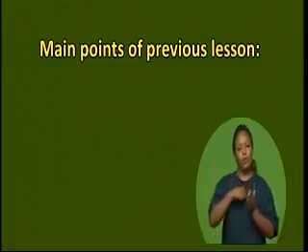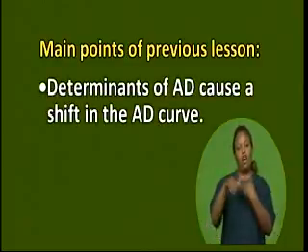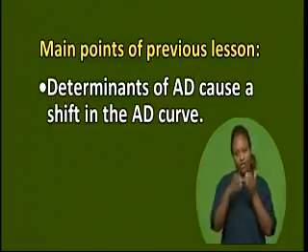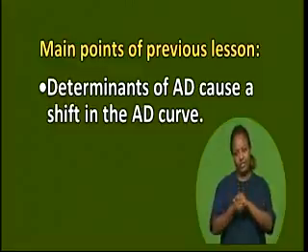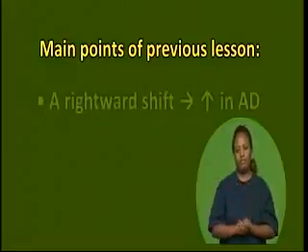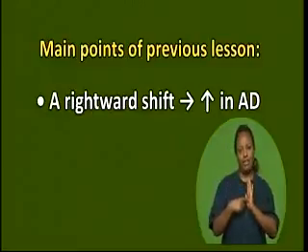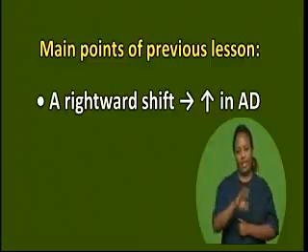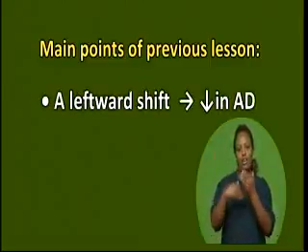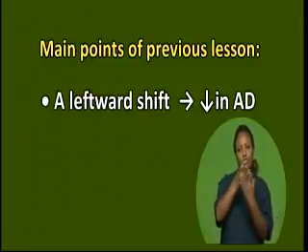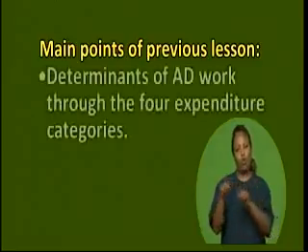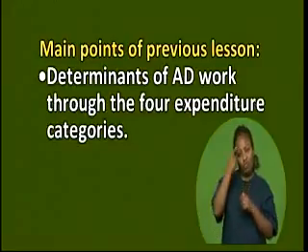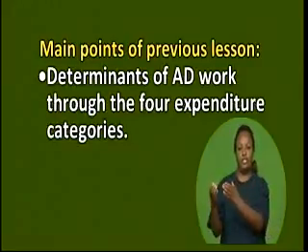In the last lesson, we discussed that the determinants of aggregate demand, which are the factors other than the price level, cause the aggregate demand curve to shift either to the right or the left. An increase in aggregate demand is represented by a rightward shift of the aggregate demand curve, while a decrease in aggregate demand is a leftward shift of the curve. We also noted that the determinants of aggregate demand work through the four aggregate expenditure categories.